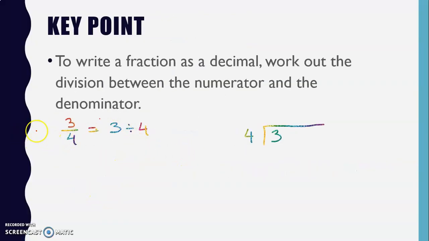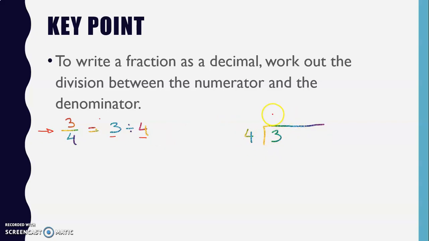First of all, I'd like to remind you that the line between the numerator and the denominator means divide by. Therefore, to convert a fraction into a decimal number, we have to perform the division between the numerator and the denominator. So let's go ahead and do that.